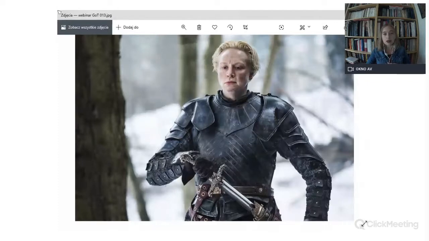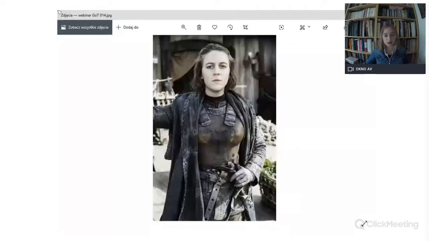It was a strong argument for the theory that those armor-like elements that we can see in Cersei's dresses were not a mistake, but some kind of demonstration, some kind of important element of their character and its image. We can see such armor here, or for example here.